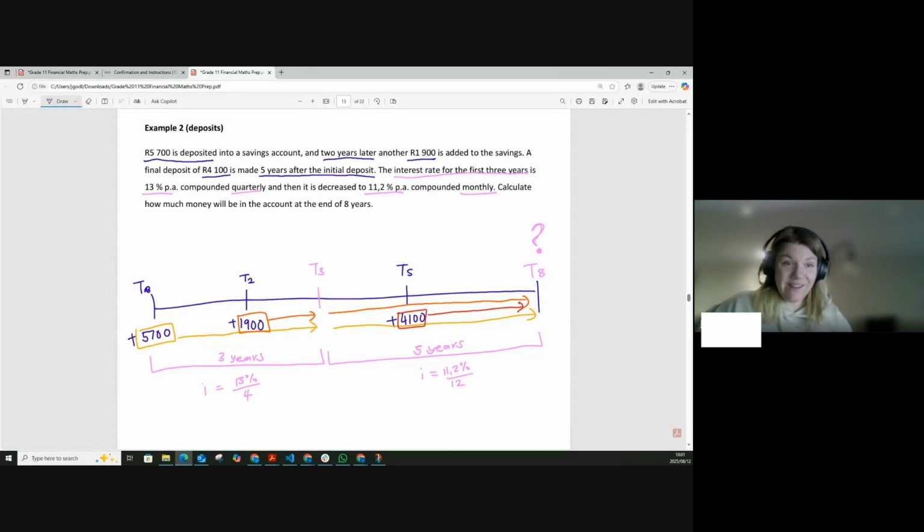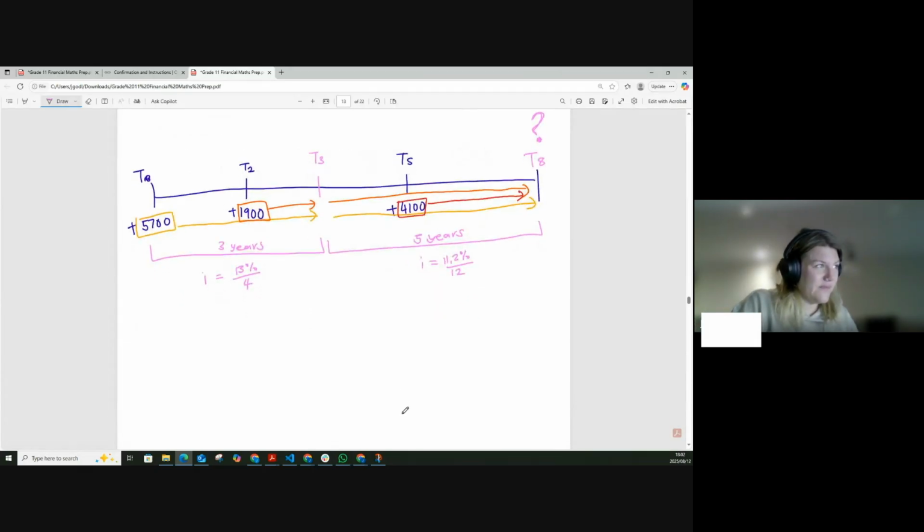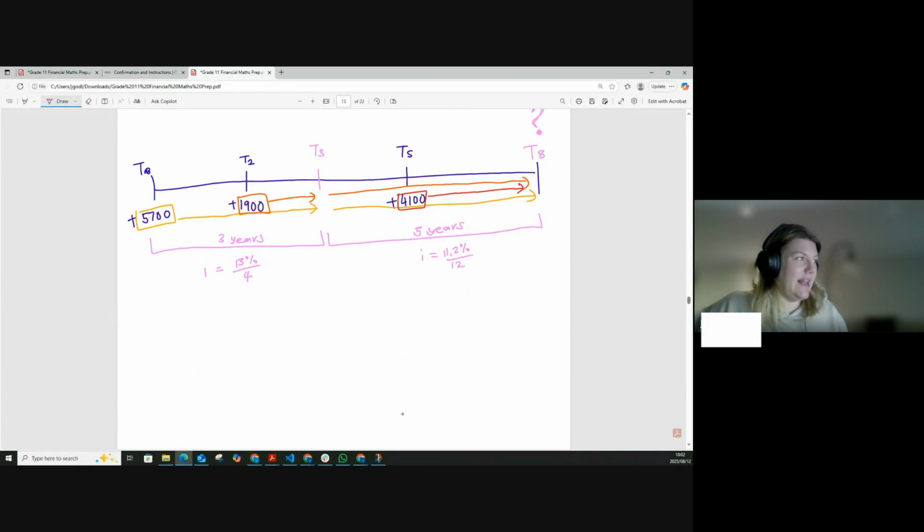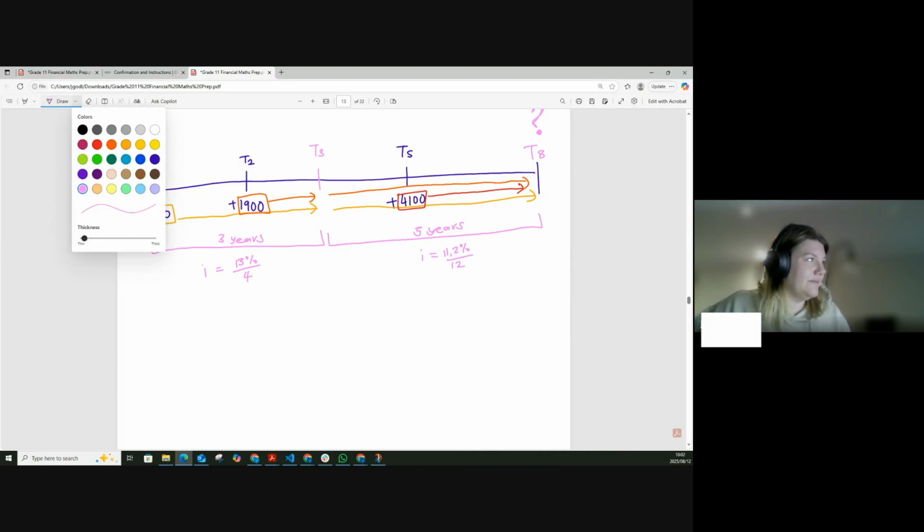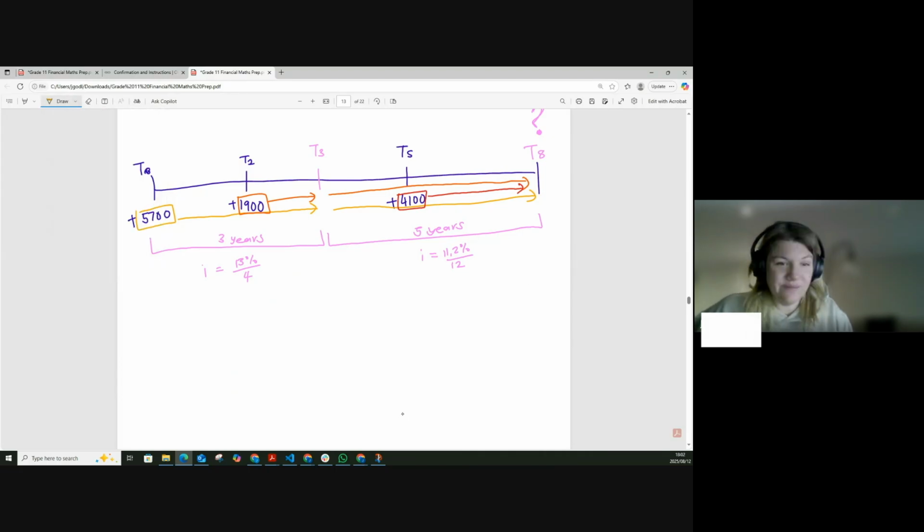So just as a little bit of guidance, if I was looking at the yellow one's journey, I'm trying to figure out the yellow one's A. I originally started with 5,700 Rand, and my interest for it was 13% compounded quarterly for 3 years. So 3 times 4. I'm going to write that like that.